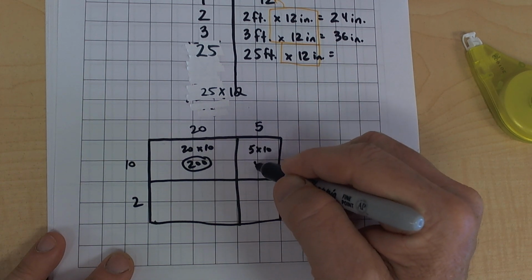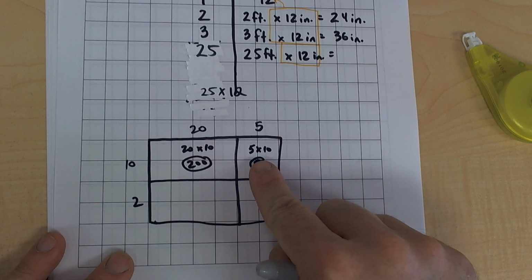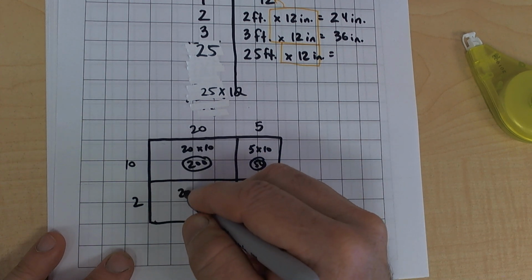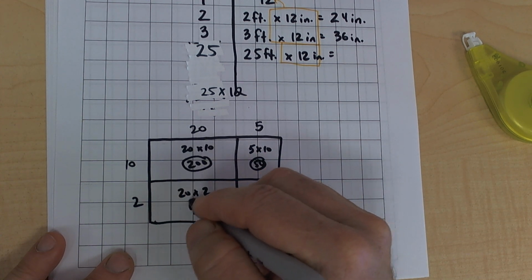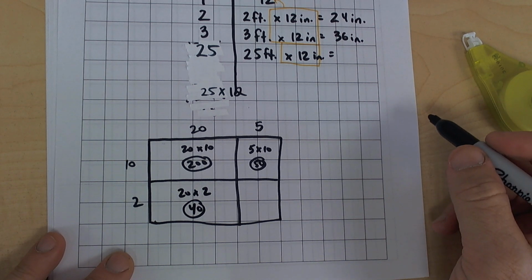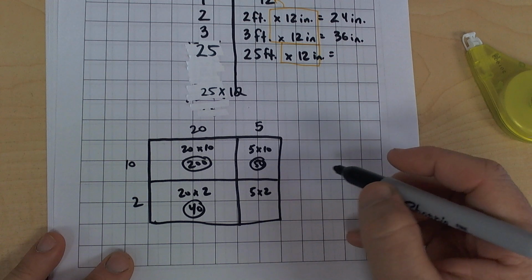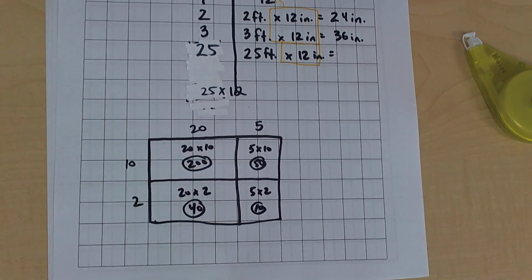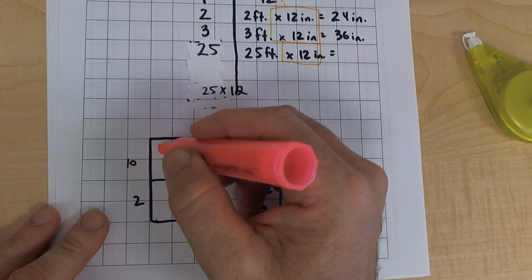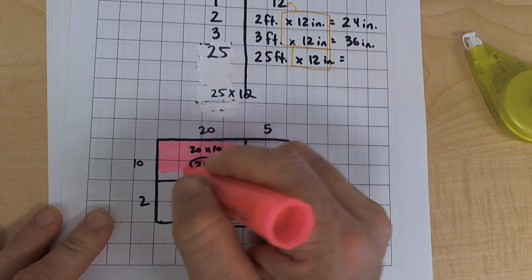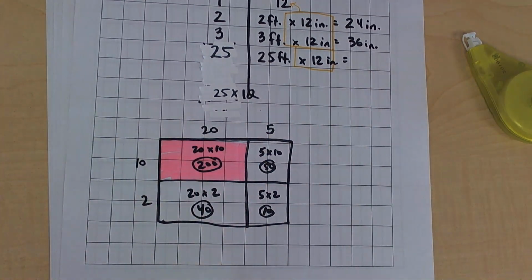5 times 10 is 50. That's where Mr. Kaufman made his boo-boo on the homework, you'll see. 20 times 2 is 40. And 5 times 2 is 10. All right. Now you don't have to highlight everything like this, but you will see Mr. K did highlight everything like this. So if it helps you, then go for it.